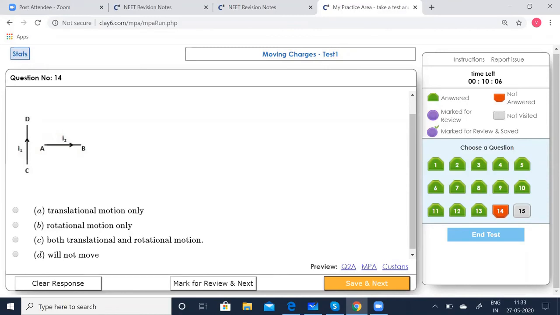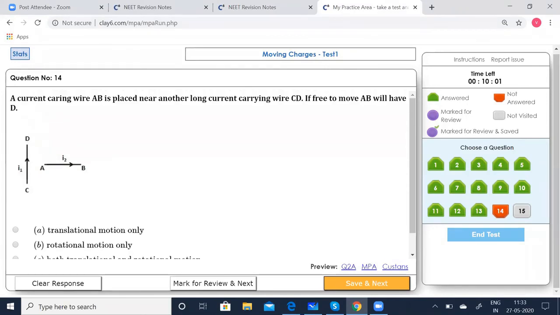Now we can see CD and AB are two conductors kept in this position. A current carrying wire AB is placed near another long current carrying wire CD. If it is free to move, what type of motion will AB experience? This is the question asked.